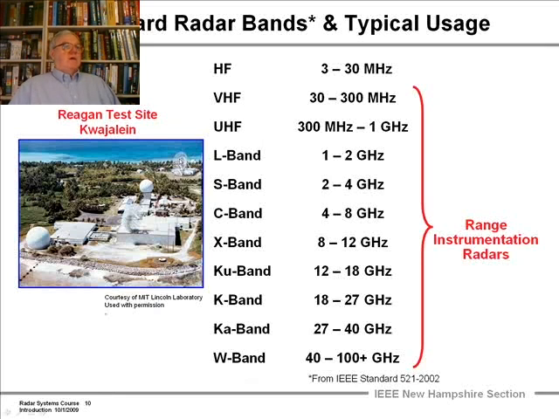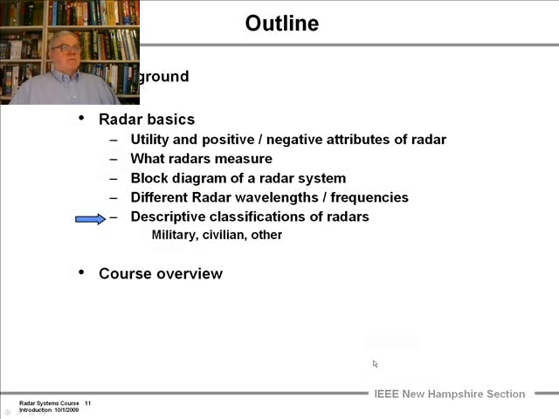The Altair radar back here is UHF and VHF. This is the TradeX radar, which is at L-band. Alcor is at C-band. Down in another part of the island is an X-band radar, and this is the millimeter wave radar, which operates at 35 and 95 gigahertz. So range instrumentation radars cover the whole gamut of frequencies.